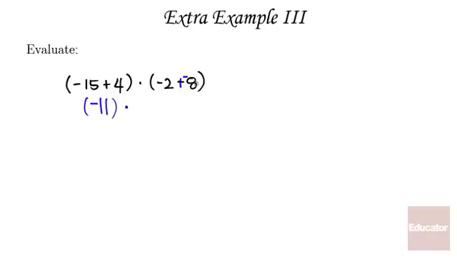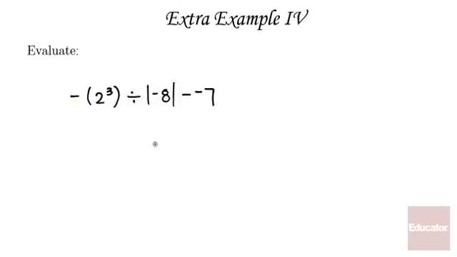Negative 2 plus negative 8, they have the same sign, negative 2 and negative 8. So you're going to add their absolute values, and then give it that same sign. So negative 2 plus negative 8 is going to be negative 10. Negative 11 times negative 10. I have 2 negative signs. That's going to make my answer a positive. Okay, 11 times 10 is 110. Okay, and that's it for this problem. That's the answer.